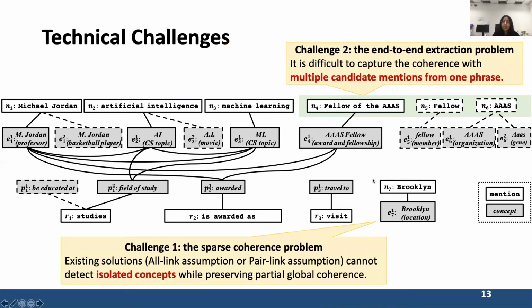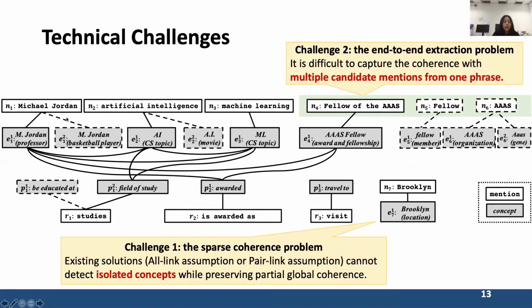To summarize, there are two major technical challenges in this problem. The first challenge is the sparse coherence problem, since the existing solutions cannot detect isolated concepts while preserving partial global coherence. And the second challenge is the end-to-end extraction problem, since it is difficult to capture the coherence with multiple candidate mentions for one phrase.